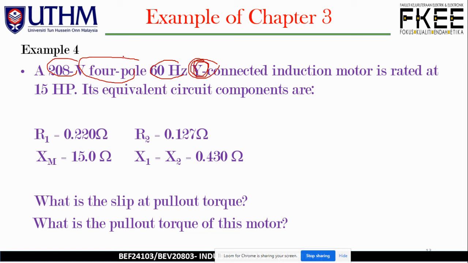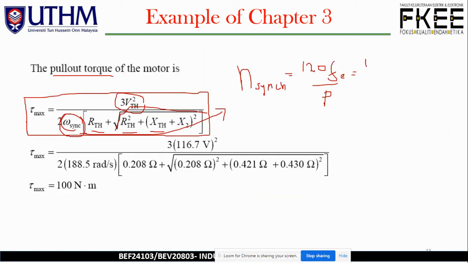So now back to our N sync. We have our P over here and our FE over here. From this, you can calculate the N sync, the synchronous speed in RPM. Just now, how much was it? Sorry, 60 hertz. So we have 120 times 60 over 4, and thus we have 1,800 RPM.